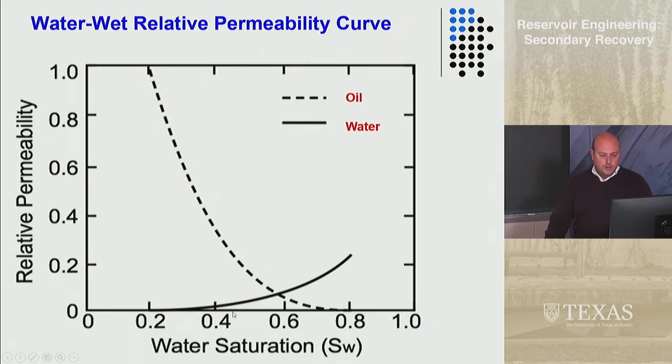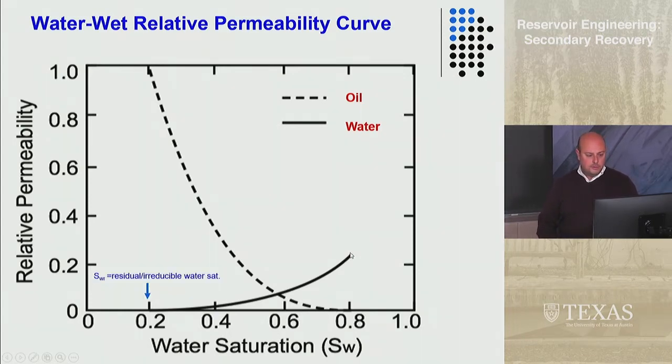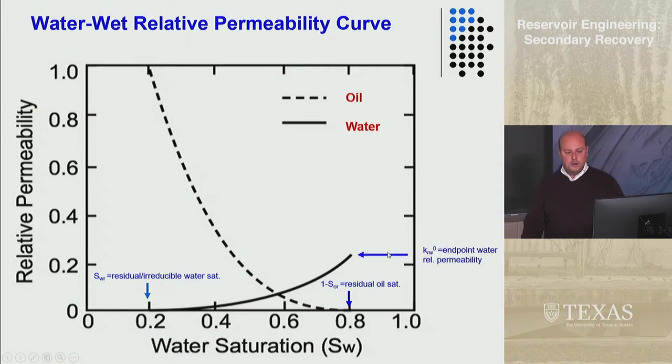Okay, but if you notice that when it gets to this point, it's less than 1. So at this point right here, let me just go back. This is the residual water saturation. This is 1 minus the residual oil saturation. This point here, I'm going to call the endpoint water relative permeability. So KRW naught.